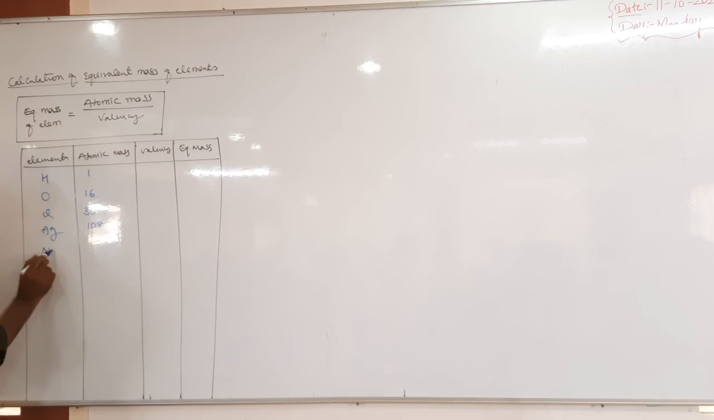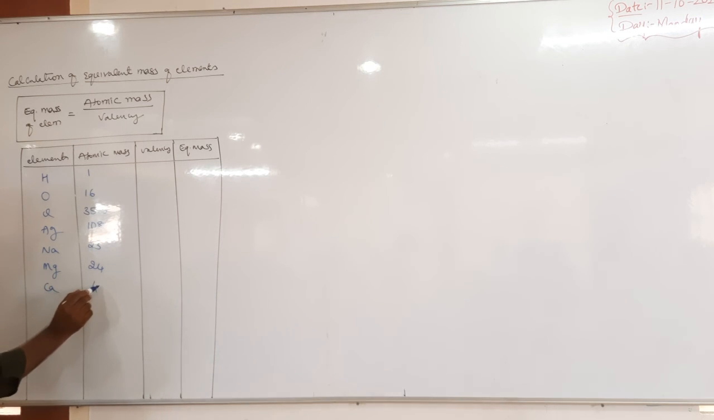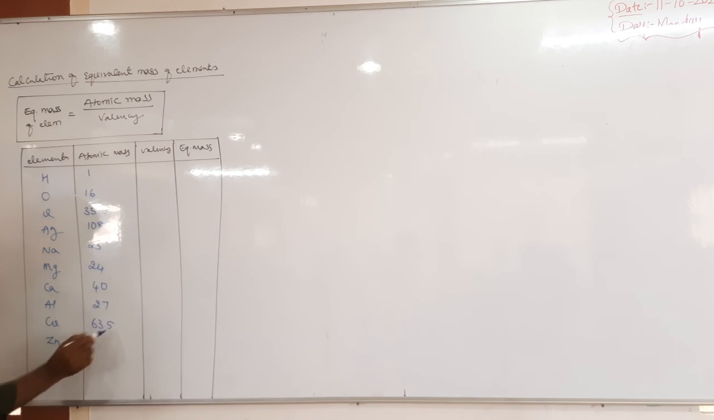What is the atomic mass of sodium? 23. Atomic mass of magnesium: 24. Atomic mass of calcium: 40. Atomic mass of aluminium: 27. What is the atomic mass of copper? Copper and zinc both are very important. Copper: 63.5. Zinc: 65. Okay, now tell me their valencies.